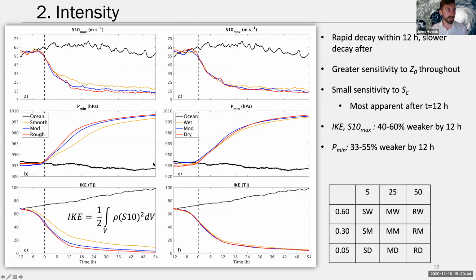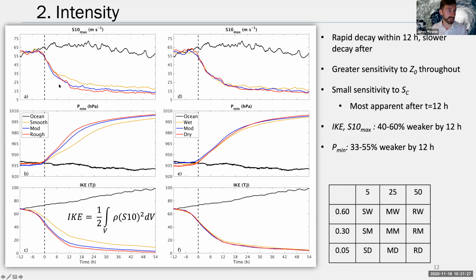So now here are plots of intensity, just basic intensity metrics. S10 max is the maximum total wind speed at 10 meters for a single point. This is minimum pressure in the middle, and integrated kinetic energy on the bottom, which is essentially just a measure of the total kinetic energy output by the 10-meter winds. On the left, I've averaged among my different Z0 cases, that would be averaged down the column vertically of this matrix on the bottom. On the right, I've averaged across the soil moisture cases. So that's wet, moderate, and dry, smooth, moderate, and rough.